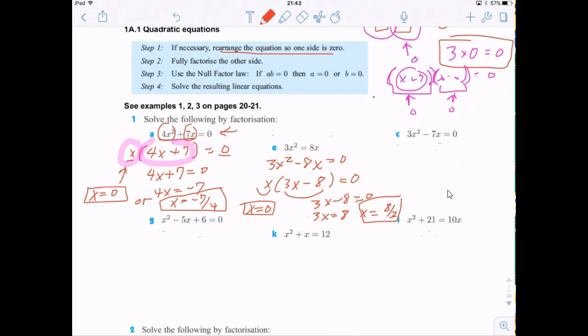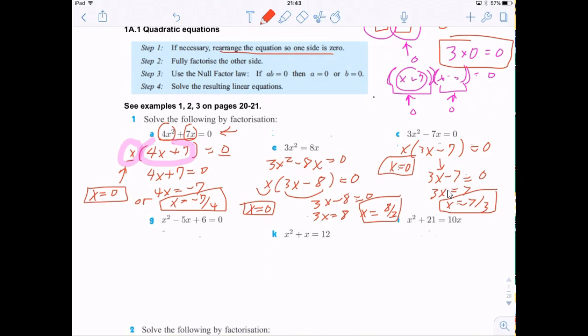Now this last one, C. I'm going to factor out an x, just like I did last time. Then I have this, and so I know that either x equals 0 or 3x minus 7 equals 0, which is the same thing as 3x equals 7, which is the same thing as x equals 7/3.